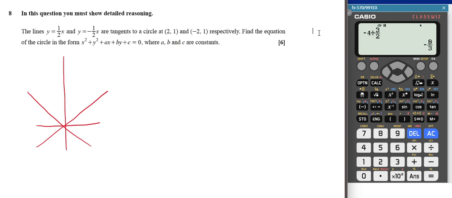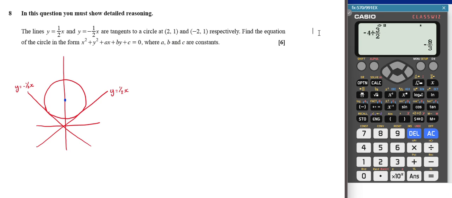And we're tangents to a circle, so I'm going to have a circle that looks something kind of like that. And that's negative a half x. If I want to find the equation of the circle, I need to know what the centre is, and I need to know the radius. I can see from symmetry that the centre is going to be on the y-axis. So my x-coordinate of the centre is going to be 0.